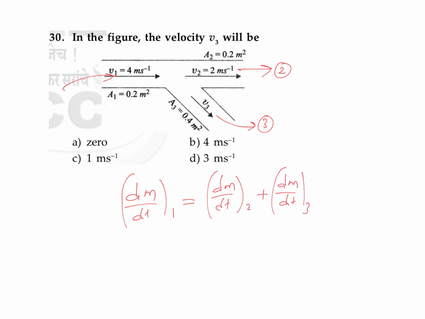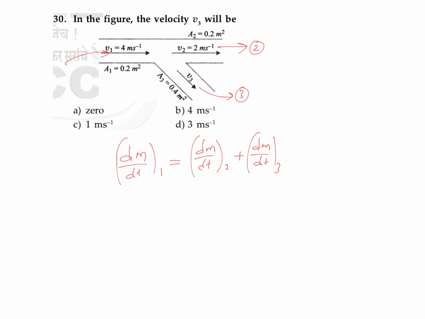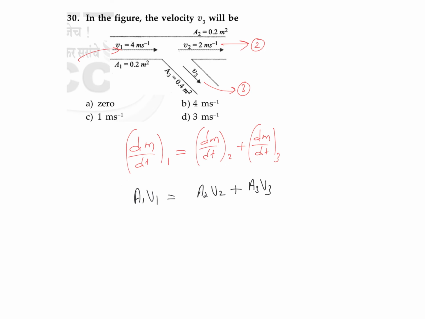So dm by dt through 3. So this dm by dt can be written as rho into A, and as the rho is the same, we can take it as A1 v1 should be equal to A2 v2 plus A3 v3. So we can find out the value of v3 over here.